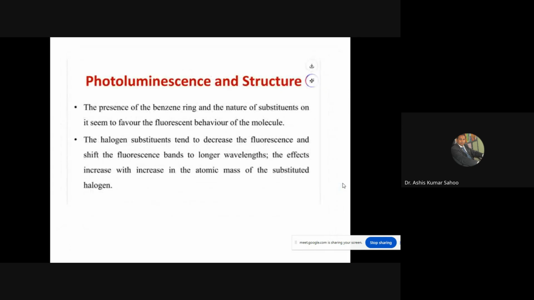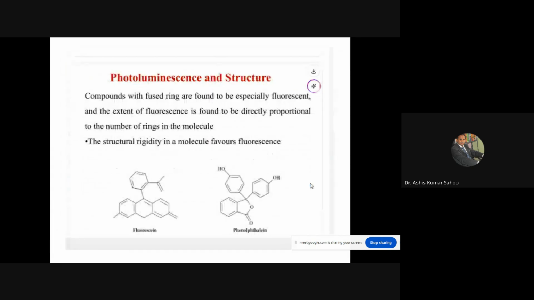Photoluminescence and structure. The presence of a benzene ring and the nature of substituents on it seem to favor the fluorescence behavior of the molecule. Halogen substituents tend to decrease fluorescence and shift the fluorescence bands to longer wavelengths as the effect increases. So this is photoluminescence structure. You can see fluorescein and phenolphthalein. These are known as photoluminescent compounds.